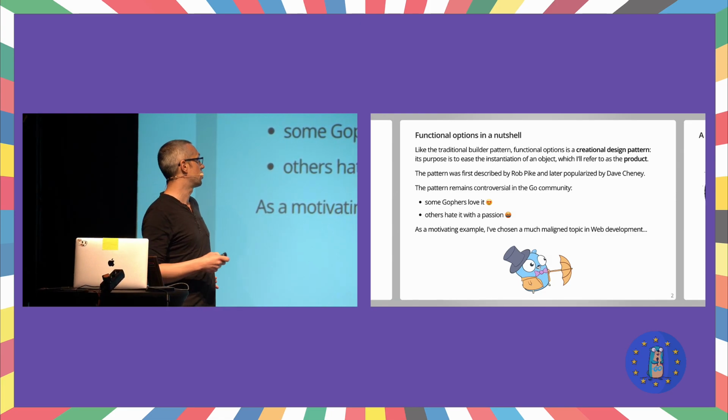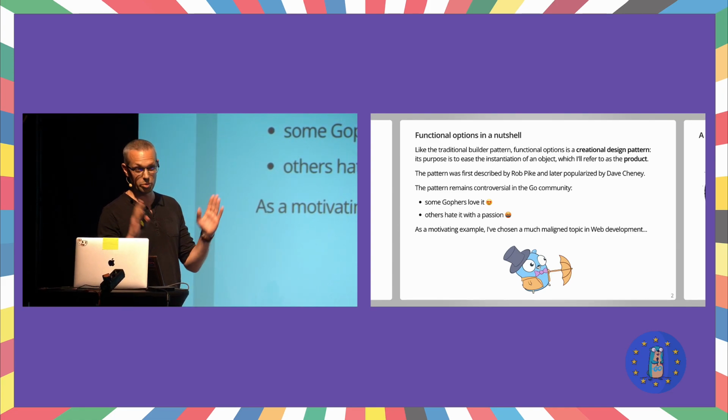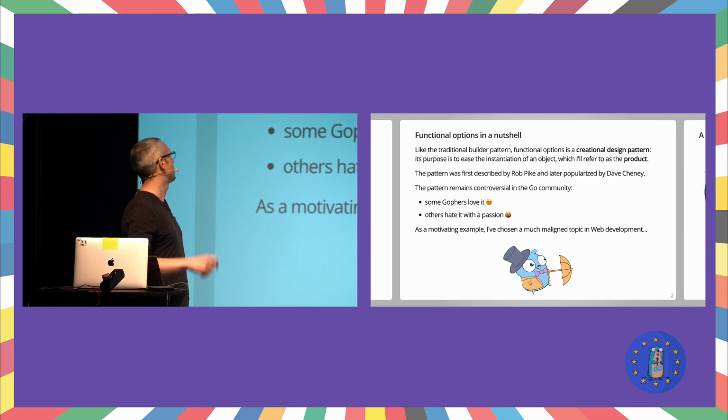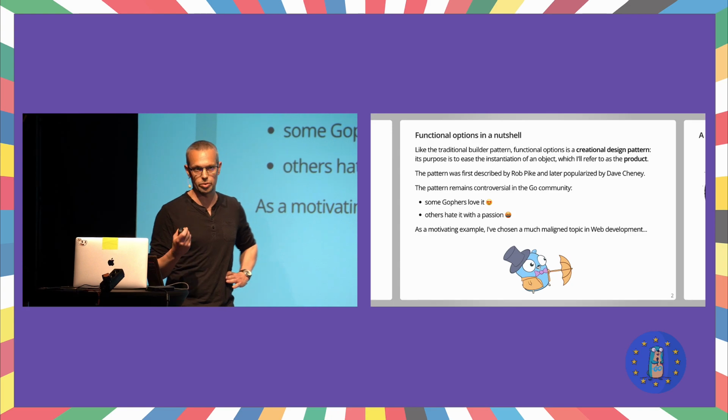The pattern is called functional options, as the title says. Contrary to what you might have inferred from the concise title, this isn't about functional programming at all. Well, kind of. But yeah, functional options. Functional options is one of those design patterns that you use to help your users create some object. And I'll call this object the product in the rest of my talk.